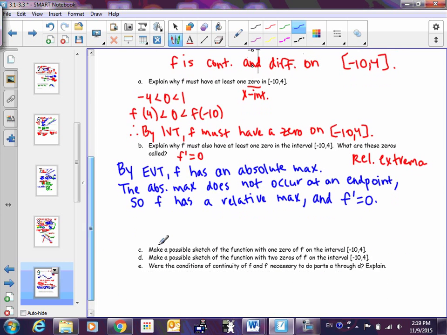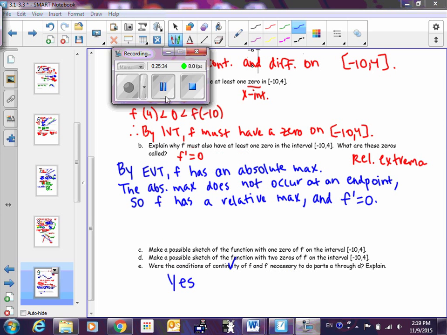Okay, so then E says, were the conditions of continuity of F and F prime necessary to do parts A through D? What do you guys think? Yes for both? Yep, continuity for sure. And we already said if F had had a cusp, then we couldn't have done the problem. So yes.